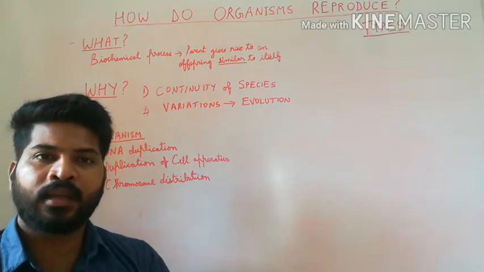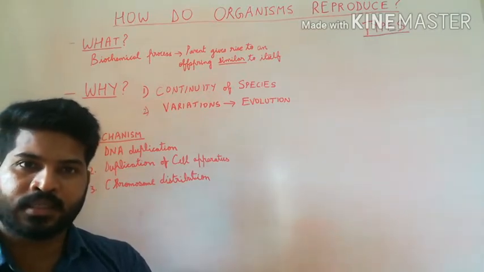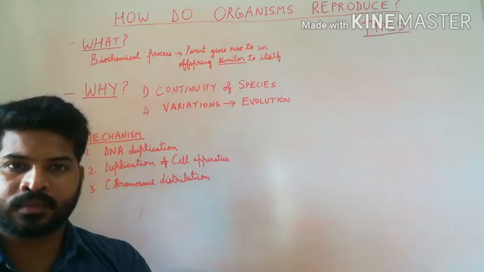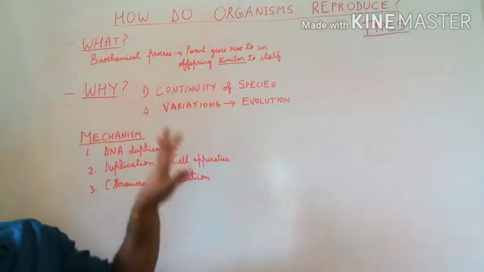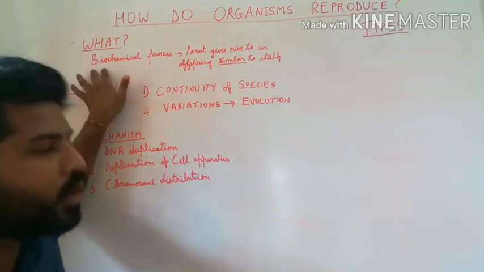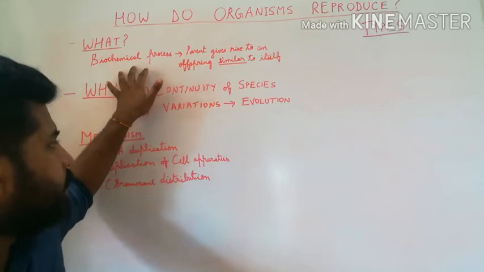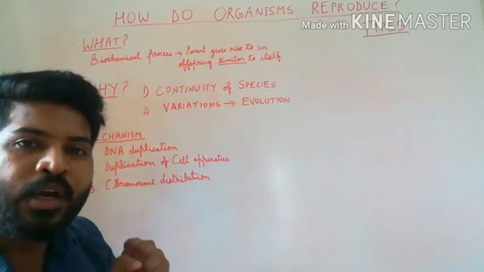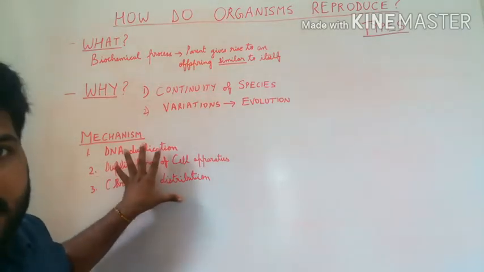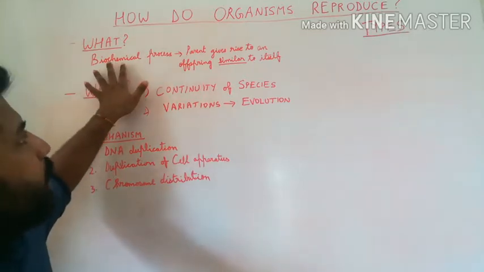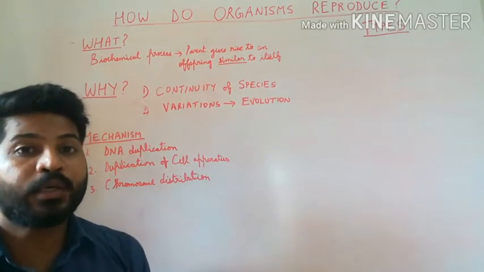Before that, let us understand the definition of reproduction. As the word itself says, to produce again. Reproduction is a biochemical process because it takes place in living organisms, therefore bio. Chemical process because one of the important events that takes place during reproduction is DNA replication, which we will discuss in a short while from now. Therefore, it is a biochemical process where a parent gives rise to an offspring similar to itself.